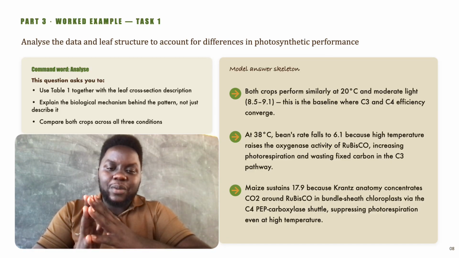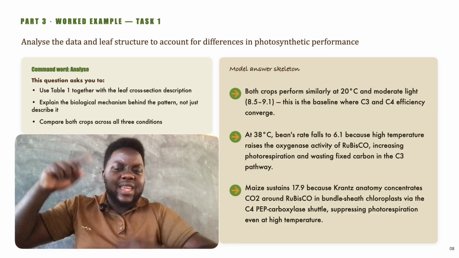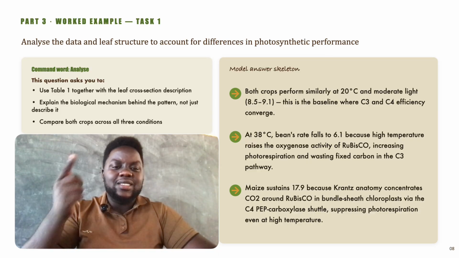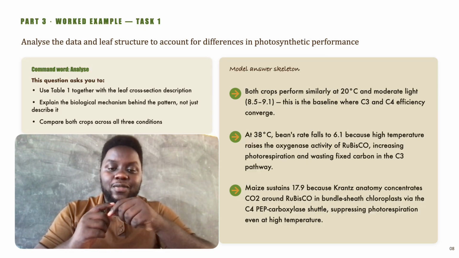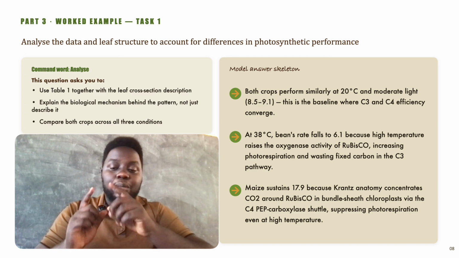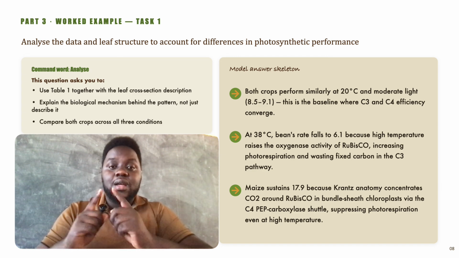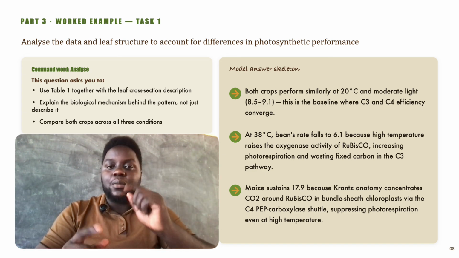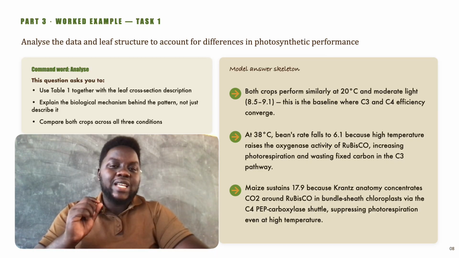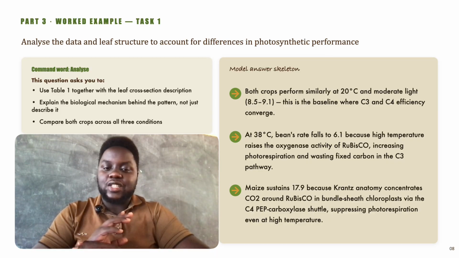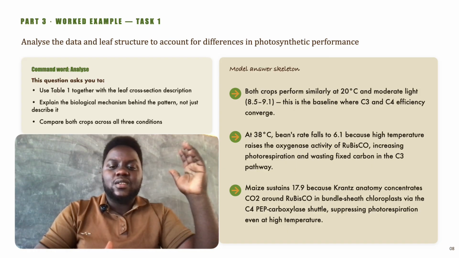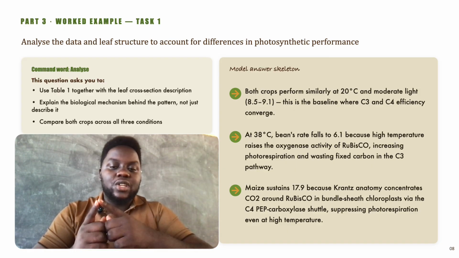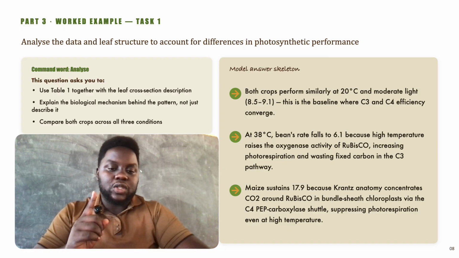Because of the Kranz anatomy. Remember, they hinted on it in the scenario. So it is very relevant to bring it now. The very structural feature that we identified, in maize, carbon dioxide is first fixed in the mesophyll cells by an enzyme called PEP carboxylase, which has no oxygenase activity at all. It has no affinity for oxygen, meaning that no matter how high the temperatures increase, it cannot be distracted by oxygen the way Rubisco can.